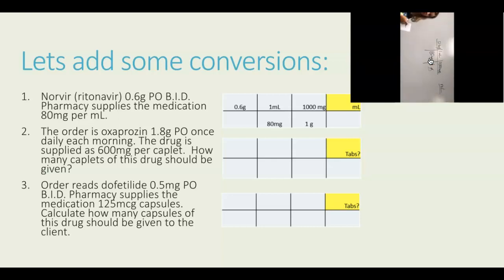Am I left with milliliters by itself? Absolutely. I know I built my problem correctly, so now I can solve it. 0.6 grams times 1 times 1,000 divided by 80, and my answer would be 7.5. That'd be 7.5 milliliters would be your answer. Okay, so let's go ahead and do number 2.